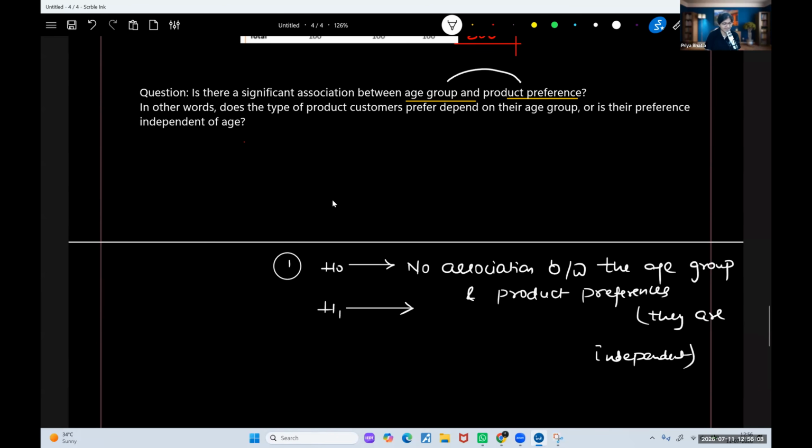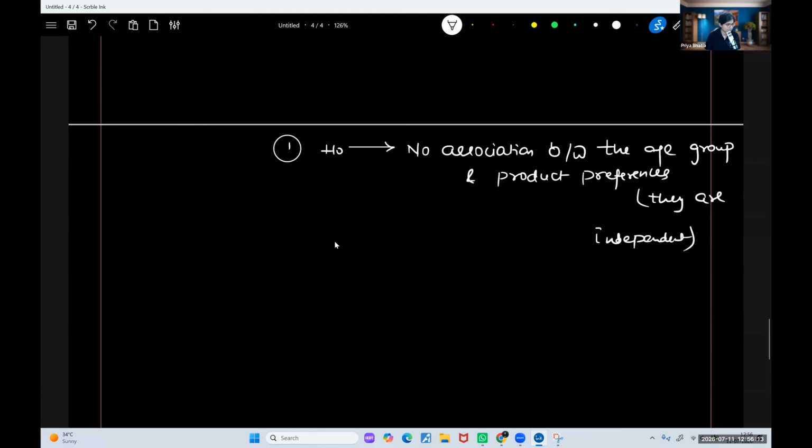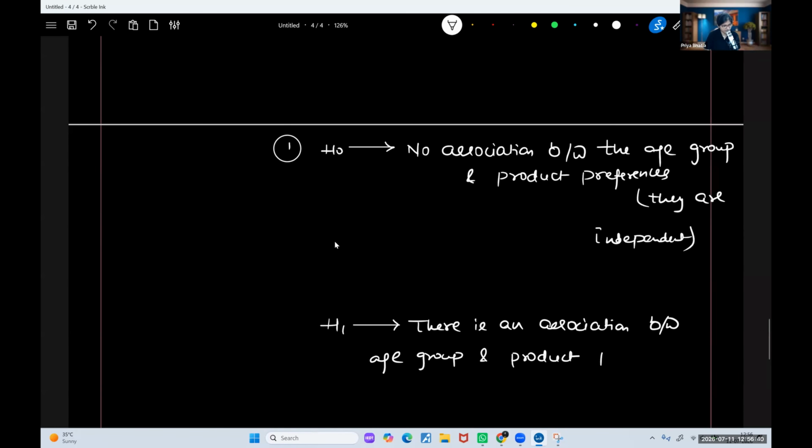But H1 says that, hey, there is an association. What the alternate will say is that they are connected. So it says that there is an association between the different age groups and the product preferences. And that is the whole point.